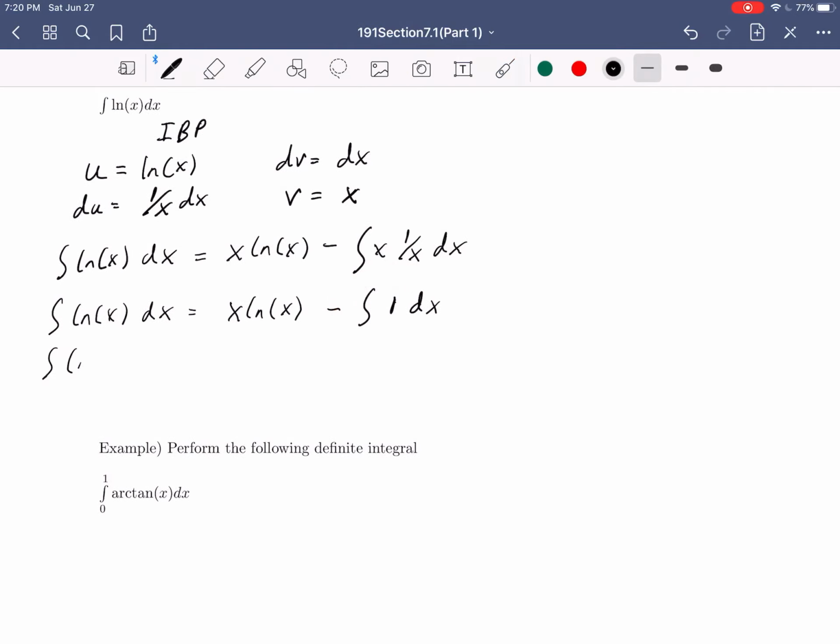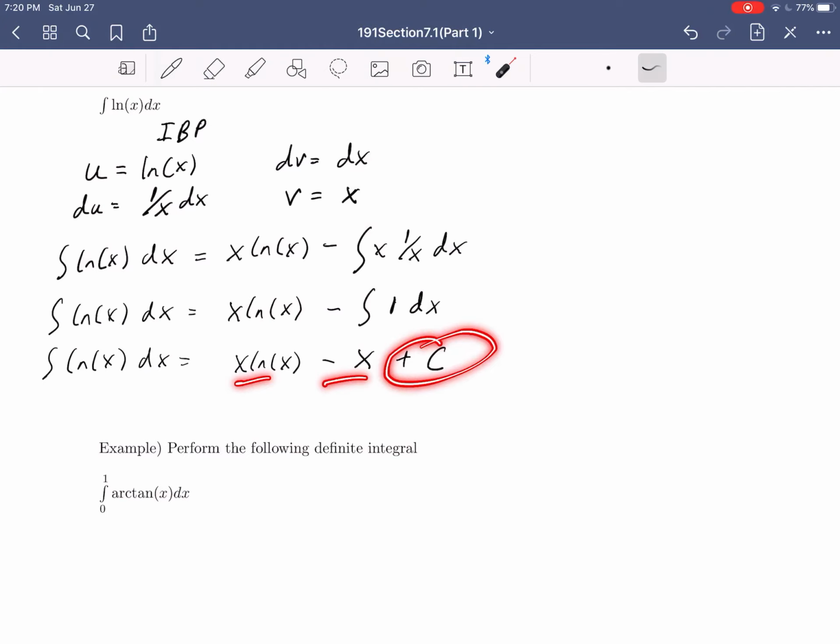We get integral ln x dx is equal to x ln x minus x. We've completed all our integrals, so we can put our plus c. And there we go. Now we've completed something we actually set out at the very beginning of our class. We said ln x is a basic function that we don't have an antiderivative for. Well, now we do. We know that the integral of ln x is x ln x minus x plus c.